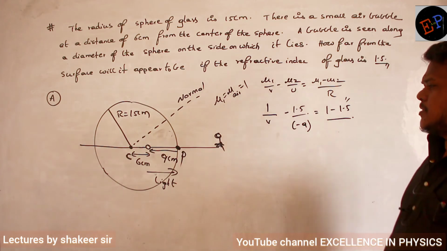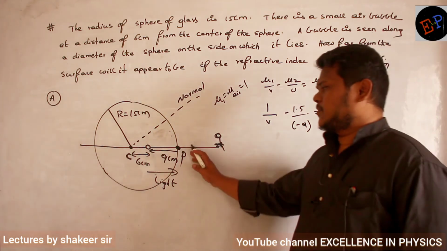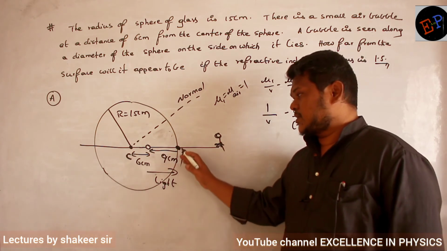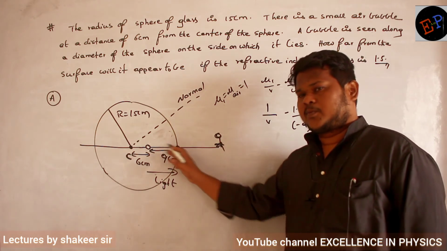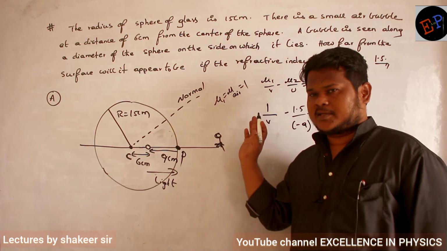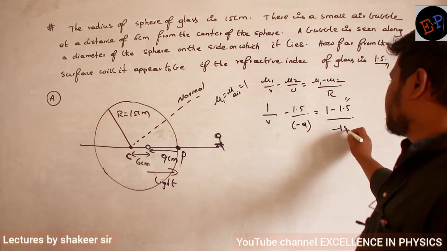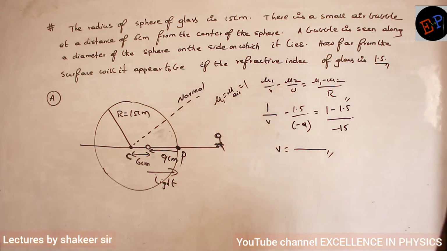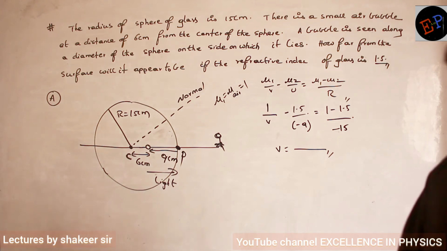Radius of curvature is how much? Plus 15 or minus 15? Minus 15, because again every distance I should measure from the pole only, but light is traveling in the opposite direction. Clear? So therefore minus 15. So calculate the V value. That is our answer. Okay. So if I calculate the V value, then it is minus 7.5.